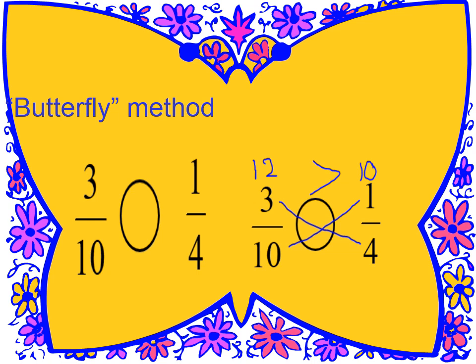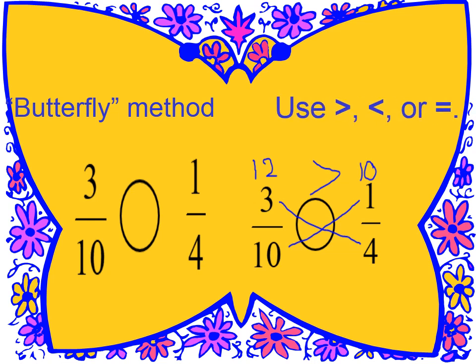I multiply 1 by 10 equals 10 and I put the answer 10 up 1. 3 by 4 equals 12. I put the 12 up 3. Now, which is greater, 12 or 10? 12. So 3 out of 10 is greater than 1 out of 4. Simple.